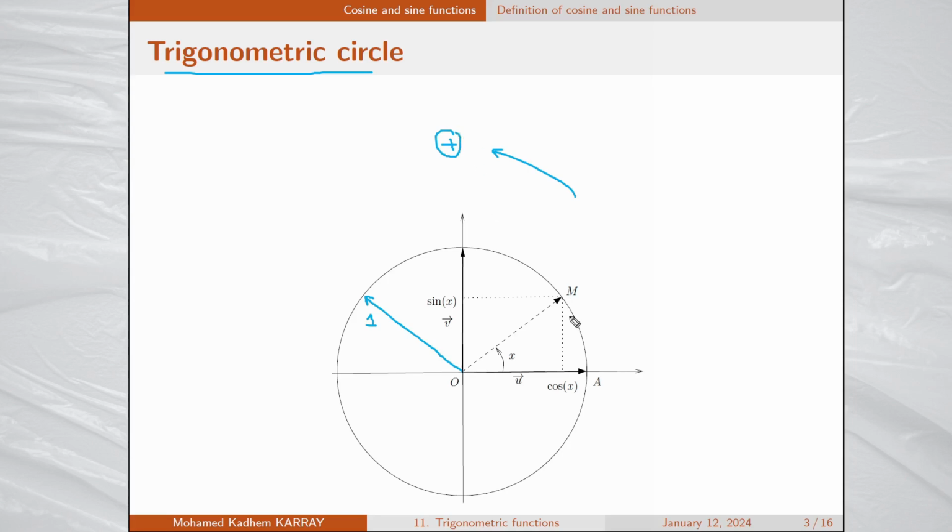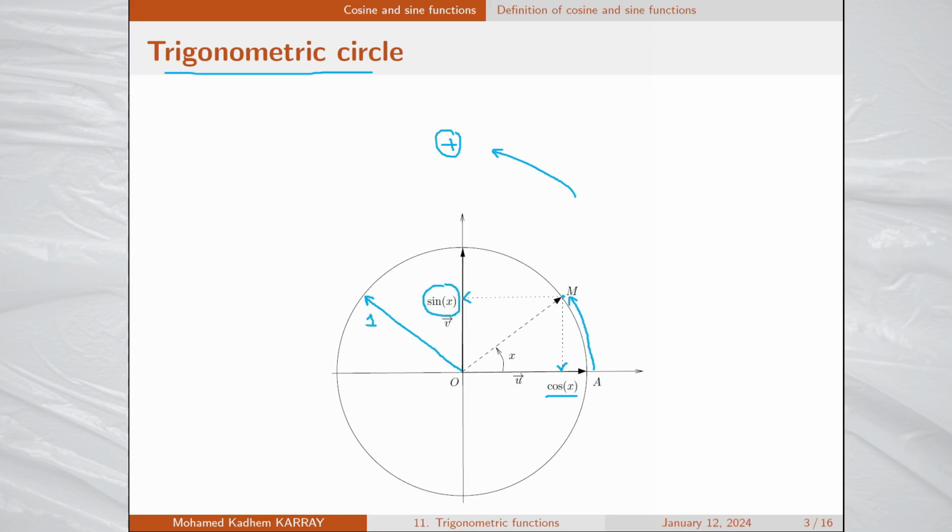Now, for any point M on the trigonometric circle, let's consider the length of this arc here in the direction defined previously. This length is what is called the angle between the vector u and the vector OM. Let's denote it x. Then, for the point M, if you consider its abscissa, it is called the cosine of x. And if you consider the ordinate of the point M, it is what is defined as the sine of x.